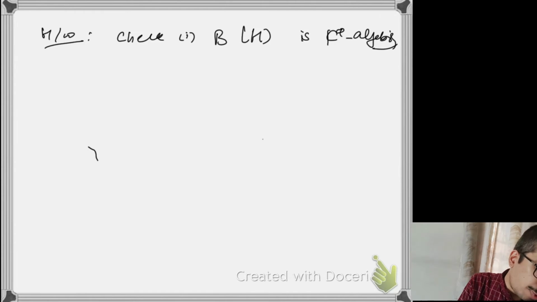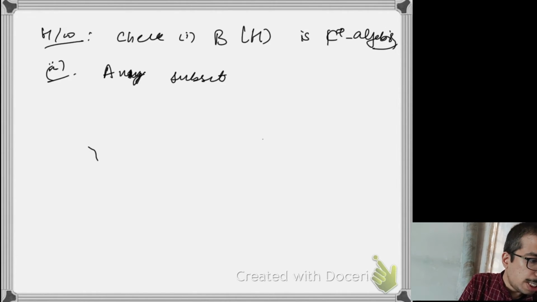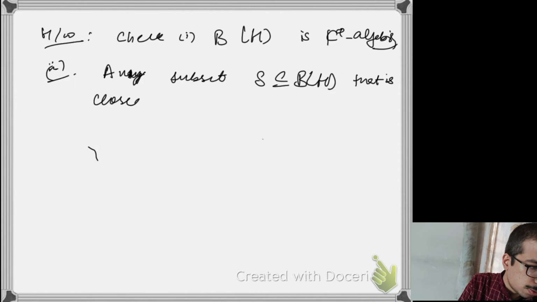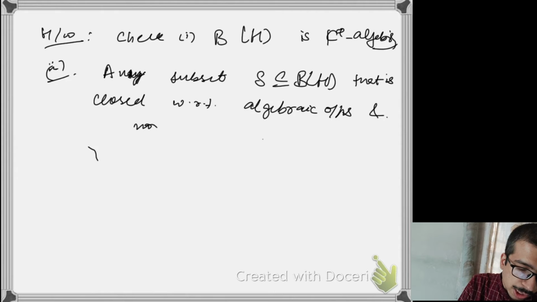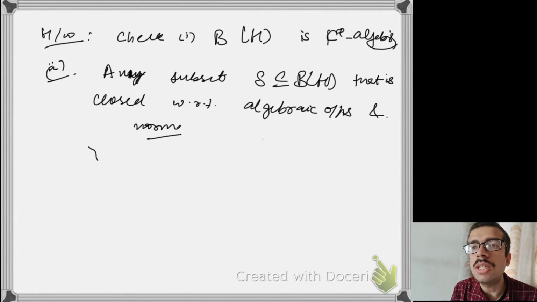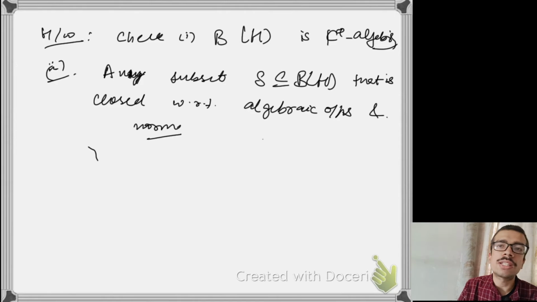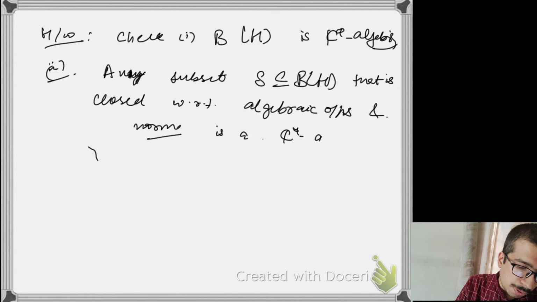And you can go even a step further and see that any subset S of B(H) that is closed with respect to algebraic operations and norm is also a C-star algebra. By meaning that it is closed with respect to norm, we are ensuring that it is closed in the metric space sense, because we actually need a complete metric space always. That is why we need this closure property. So this is a C-star algebra.